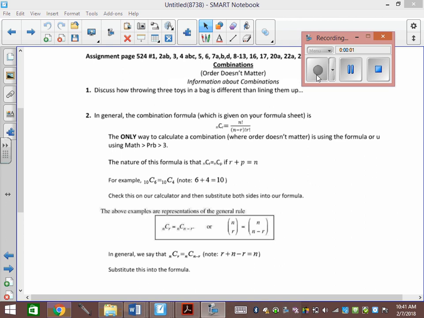Formula sheet, it has these formulas on it. We went over the factorial symbol. We went over nPr. Now we're looking at nCr. It's n factorial over n minus r factorial. Now this is when it's a combination.